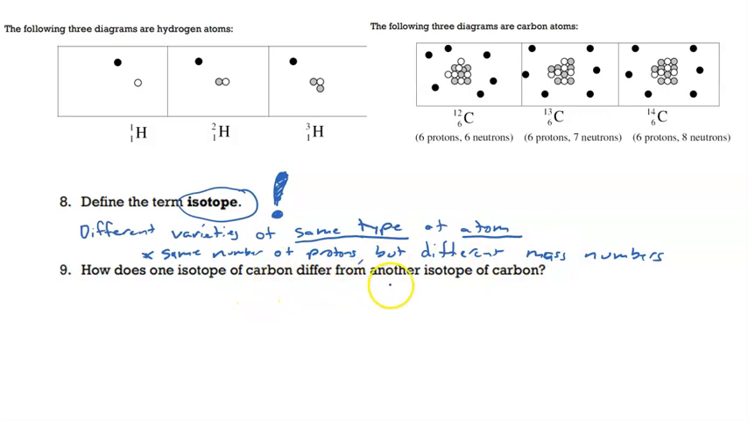And how that happens: it says, how does one isotope of carbon differ from another isotope of carbon? So here's one isotope. One isotope has 6 protons, 6 neutrons. Another isotope has 6 protons, 7 neutrons. And then we have 6 protons and 8 neutrons. All 3 isotopes have 6 protons. All 3 isotopes have 6 electrons. So what does differ is the number of neutrons.